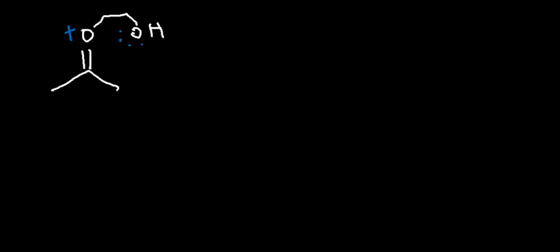So now this oxygen has a plus charge, and so this carbon can be attacked by the other oxygen. As we can see, this structure has a resonance form because this bond can go back to the oxygen. Whenever you draw a resonance form, make sure you put a double arrow.